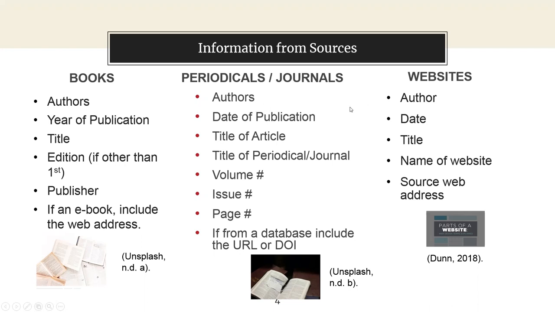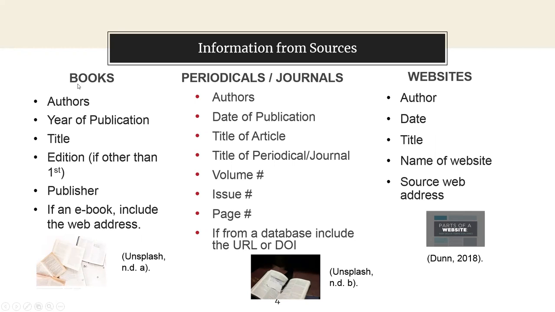You always want to make sure you're looking for authors, okay? And after your authors, you always want to make sure that you're looking for a publication date, whether it's a year of publication, you know, a full date like May 23rd, 2021 or something like that. Again, or just a year. You always want to look for date information. Then after that, you always want to look for the title, whether it's the title of the book, the title of the article, or the title of the web page itself. Okay. From there, depending on the format, you know, you look for different information.